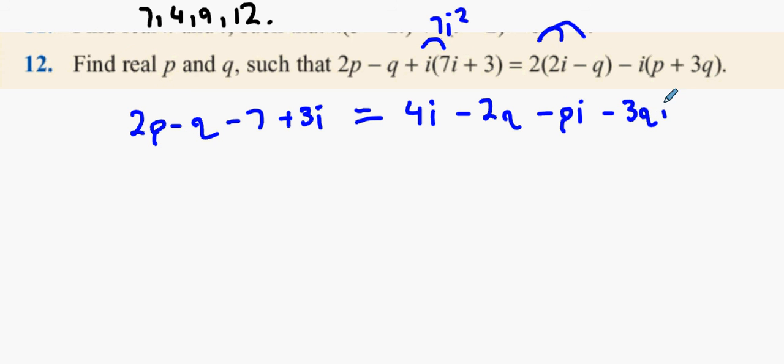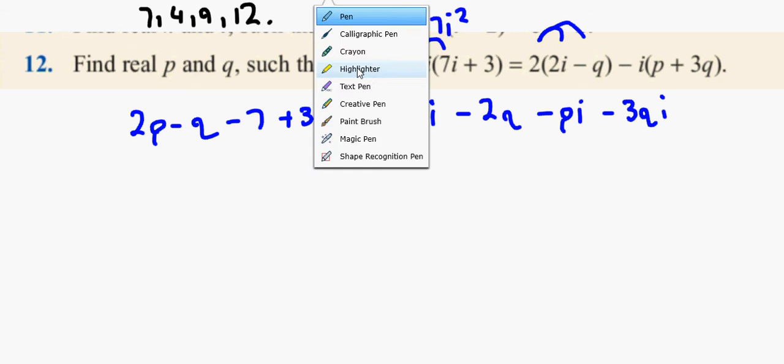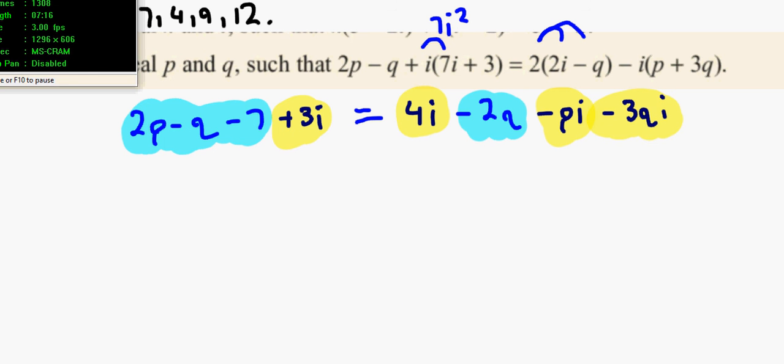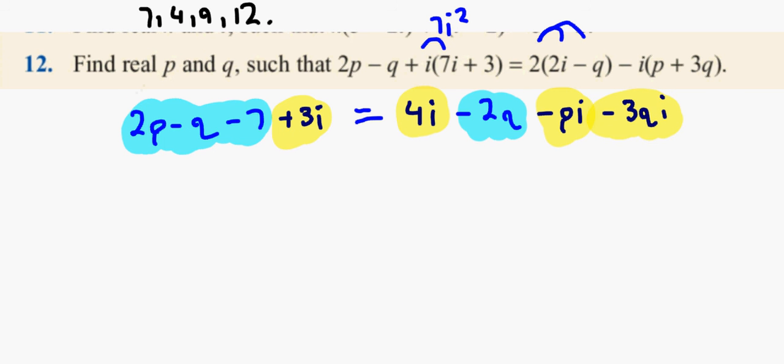Now you should be at the stage where you can identify the real parts and the imaginary parts. Real parts I have in blue. There's a real part. How do you know they're real parts? No i's. And then imaginary parts are in yellow. Now you should be able to pair them off and make a simultaneous equation, okay? What's the answer? Should be there now. Shouldn't take too long.